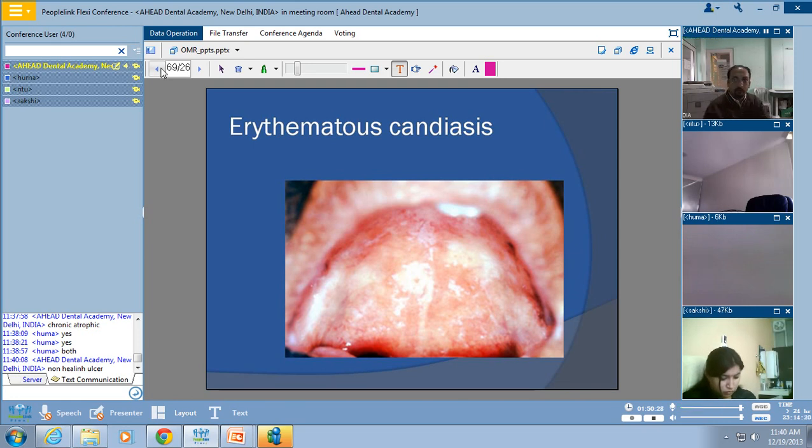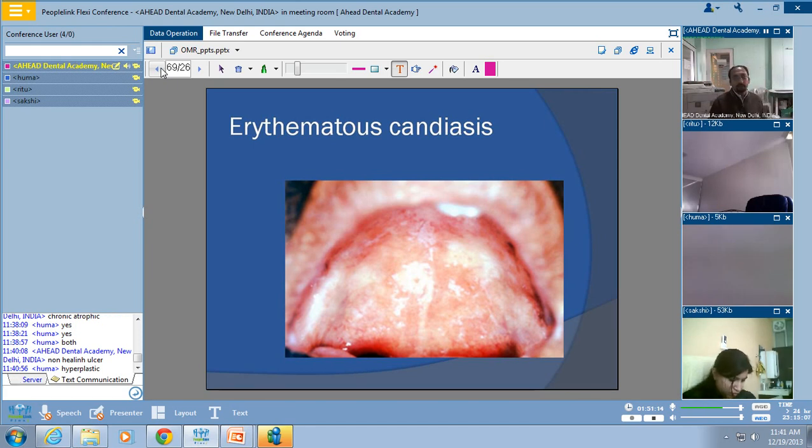In HIV patients, which type of candidiasis is more common? Atrophic type or pseudomembranous? This question keeps on coming. If I give you four choices, atrophic, pseudomembranous, angular cheilitis or hyperplastic, which is the more common type? It is not pseudomembranous, it is not hyperplastic. It is atrophic candidiasis. Atrophic candidiasis is the most common type of fungal infection seen in HIV patients.